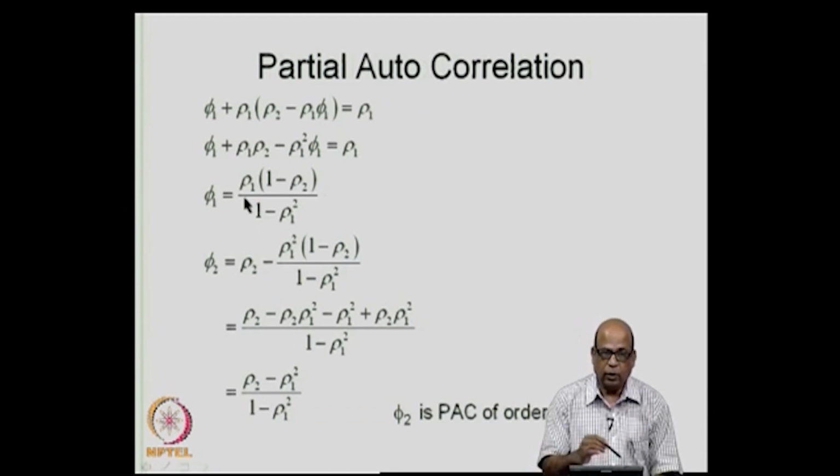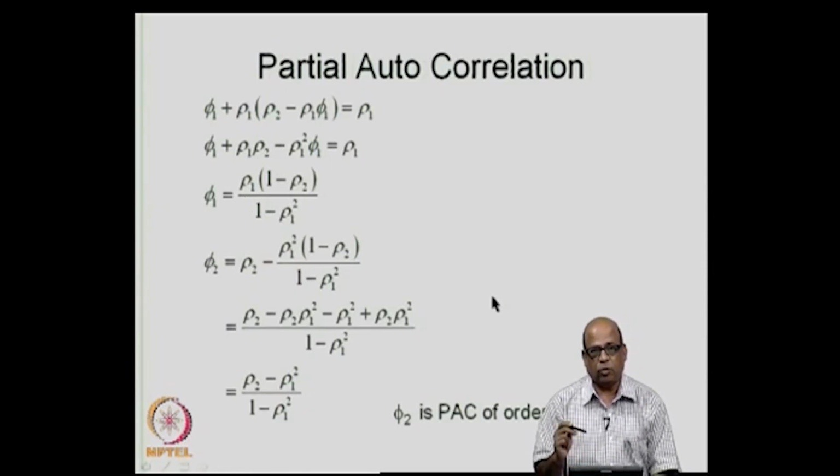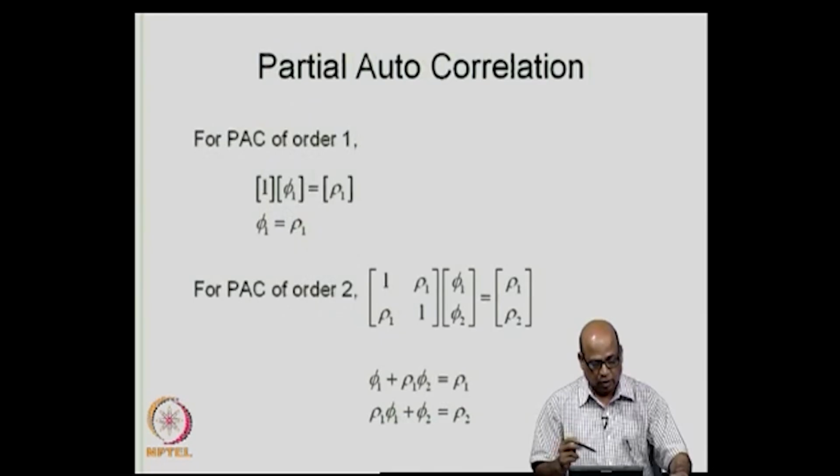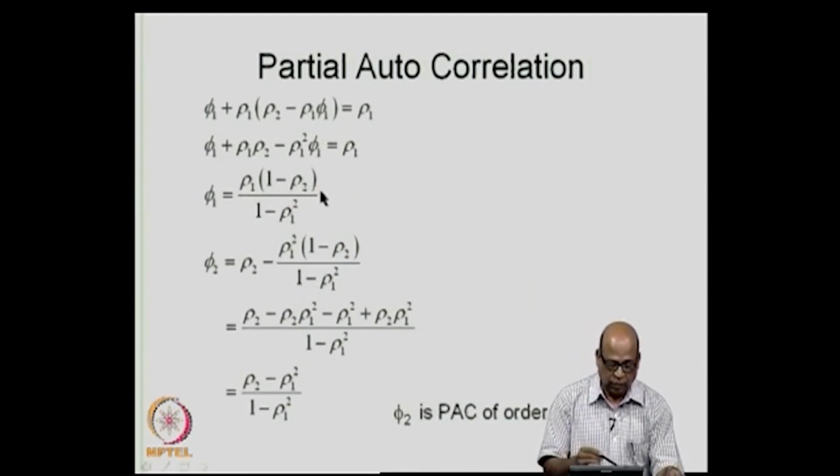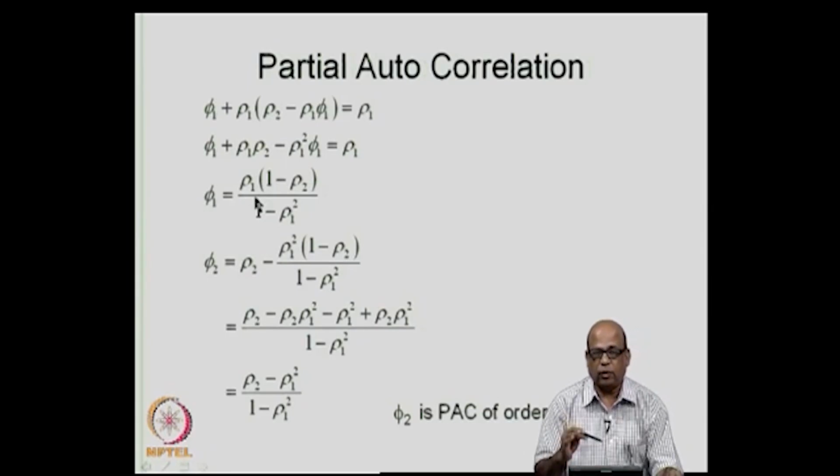Remember that the phi 1 that you get here is not the partial autocorrelation of order 1. If you want the partial autocorrelation of order 1, you have to solve the Yule-Walker equation of order 1, which we did earlier, and then said that phi 1 is equal to simply rho 1. So, the phi 1 that you get from the Yule-Walker equation of order 2 will be different from the phi 1 that you get from the Yule-Walker equation of order 1. So, the phi 2 here is the PAC of order 2.